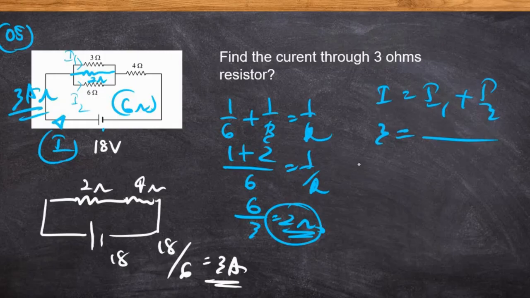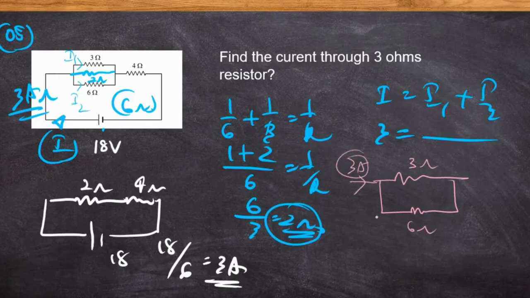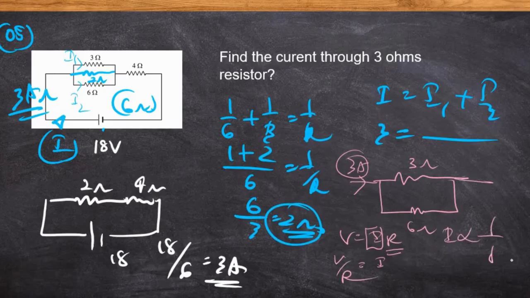There are a couple of methods that we can try to find the current through the 3 ohms resistor. So 3 ohms and 6 ohms up to here, we get 3 amperes. The first method we can try is the ratio method, V equals IR. You can see the I and R proportionality: I equals V over R, so I is proportional to 1 over R. We can use this proportionality to find the answer.